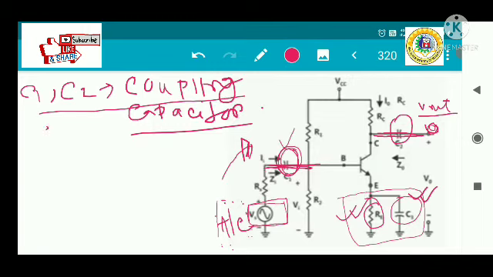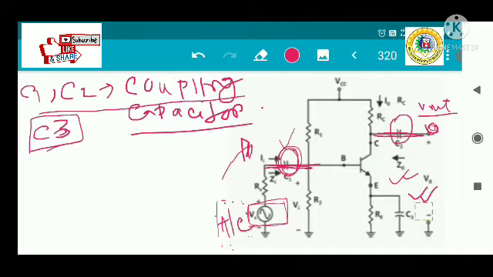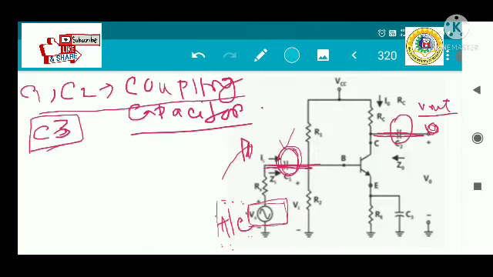And there is another capacitor, this is the capacitor C3, and I have also discussed in detail previously why we connected this C3, which is called the bypass capacitor, and why we connected this RE. Because in the case of the AC analysis of the circuit, we don't want this RE. So in the case of AC circuit analysis, this is a short circuited path and RE would be avoided.